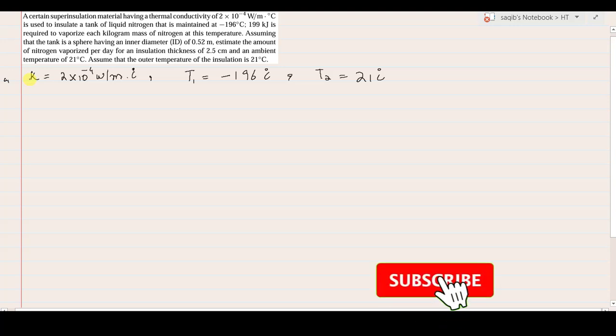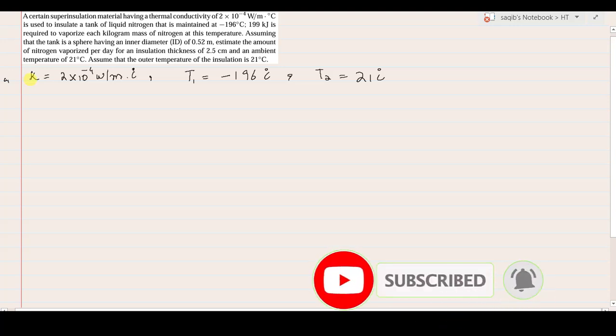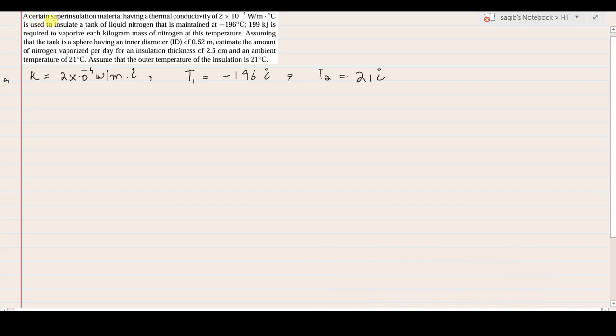Solved problem 1.5 from the book Heat Transfer, 10th edition, J.P. Holman's. Here is the statement: a certain superinsulation material having thermal conductivity of 2 multiplied by 10 to the power minus 4 watt per meter centigrade is used to insulate a tank of liquid nitrogen that is maintained at minus 196 centigrade, that is the inside temperature of the sphere, and the heat required, 199 kilojoule, is required to vaporize each kilogram of mass of nitrogen at this temperature.